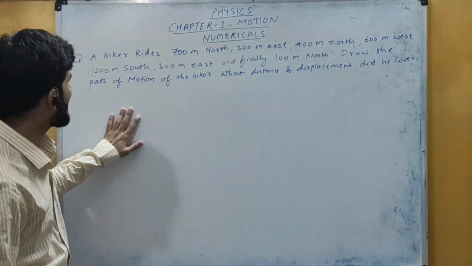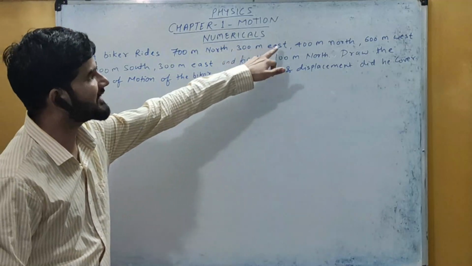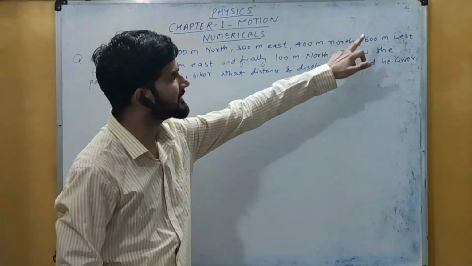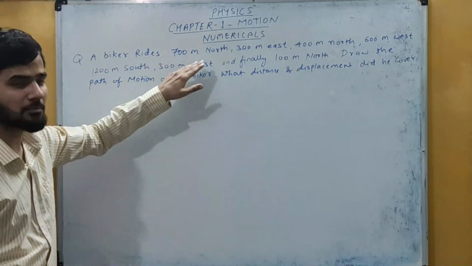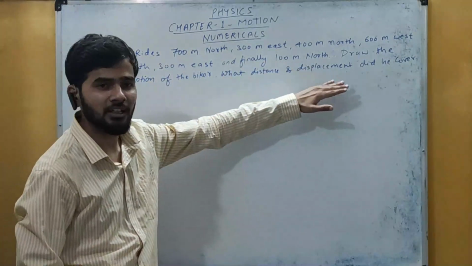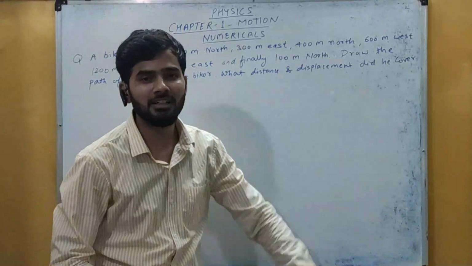So let us see the first numerical. A biker rides 700 meters north, 300 meters east, 400 meters north, 600 meters west, 1200 meters south, 300 meters east and finally 100 meters north. Draw the path of the motion of the biker. What distance and displacement did he cover?